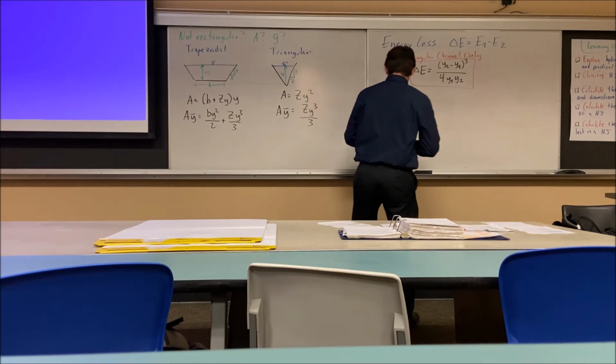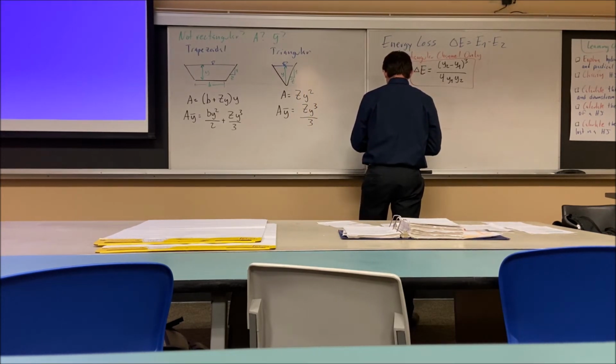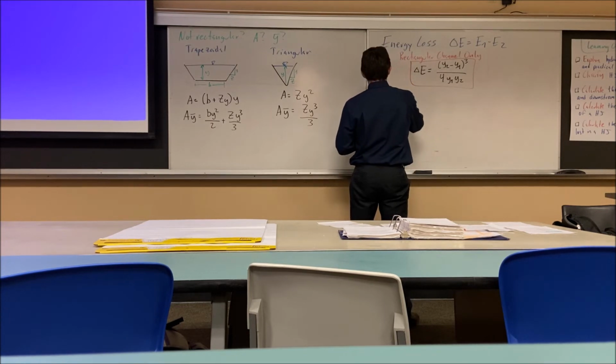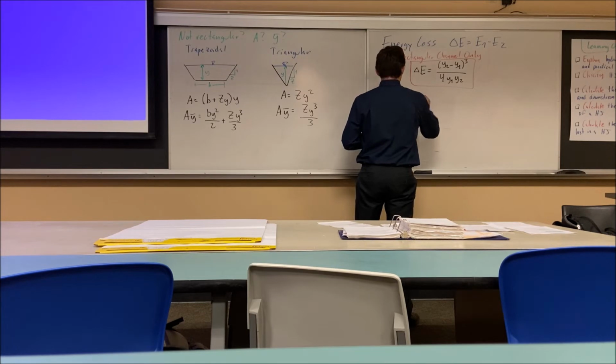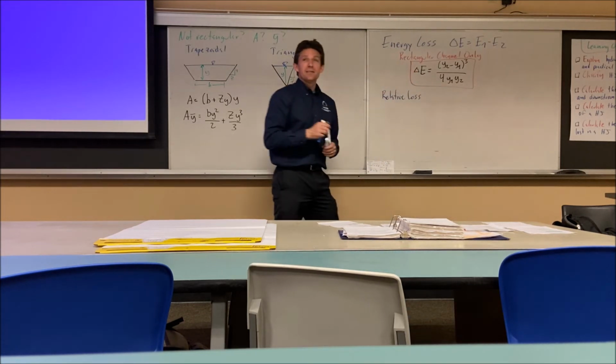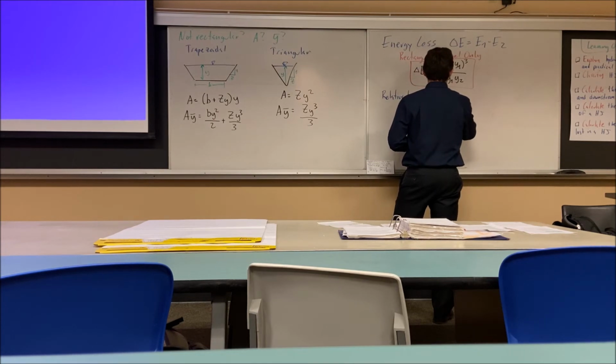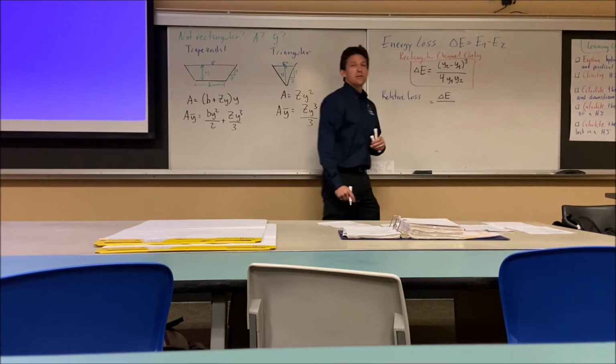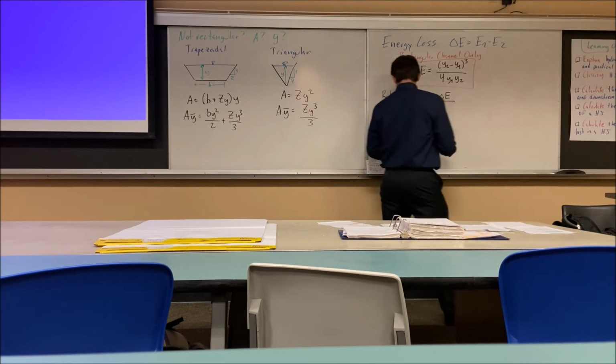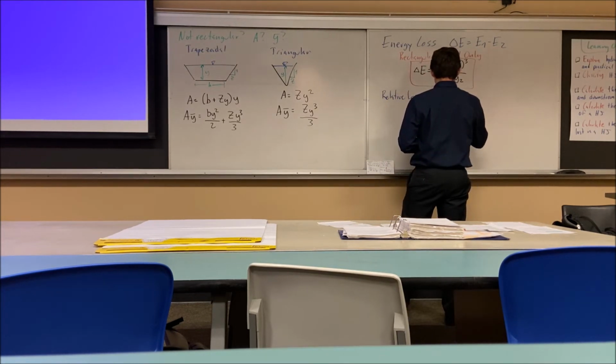A couple other things here that you need to calculate. You might need to calculate relative loss. If you're looking at how much energy is actually lost, that equation is just going to be delta E, the change in energy, the energy that's lost, over your beginning energy E1.